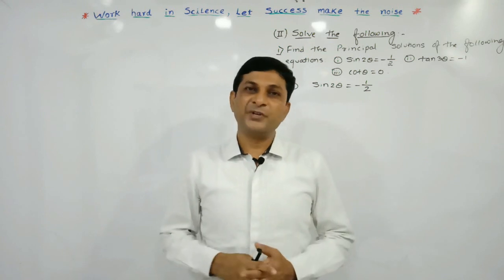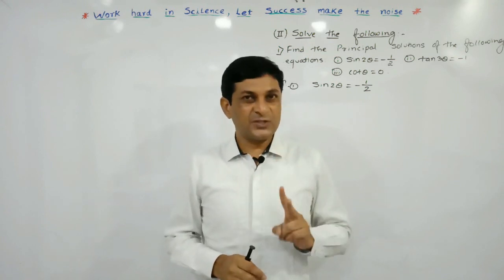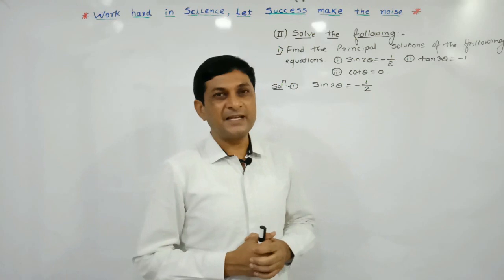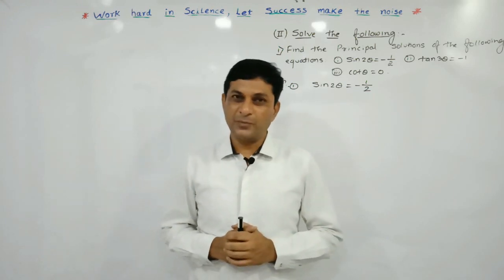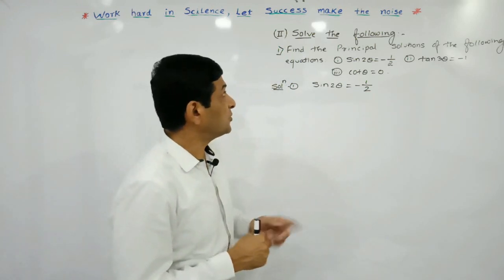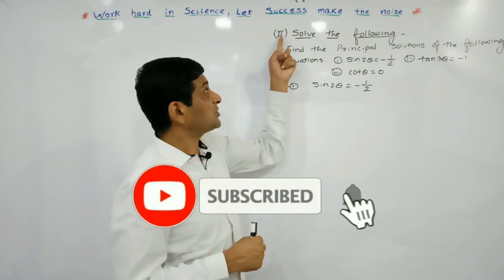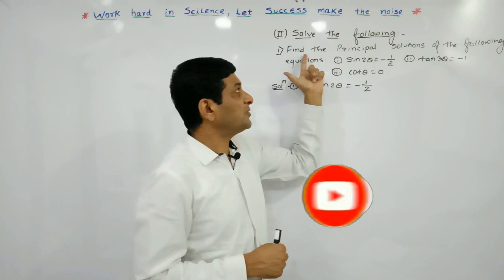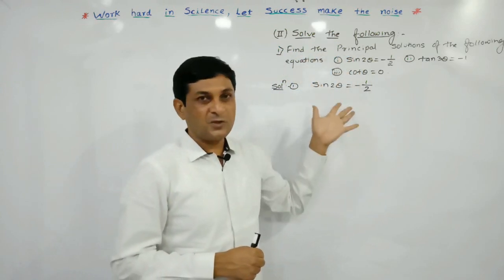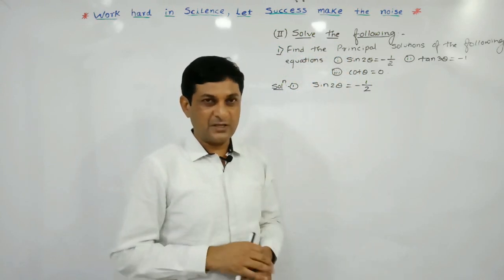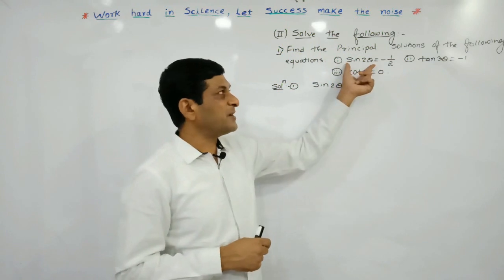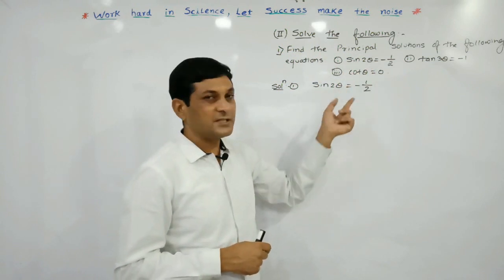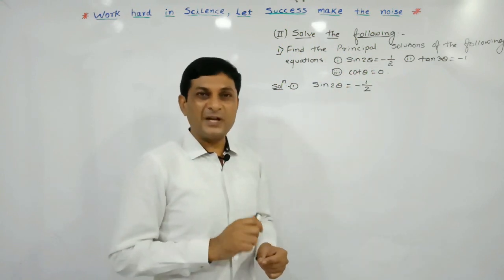So in the last two videos we have completed the first question from the miscellaneous exercise. Now we are starting question number 2. In question number 2 we are solving the first example. In the first example we have to find the principal solutions of the given trigonometric equation. So now observe the first trigonometric equation, that is sin 2 theta is equal to minus 1 by 2.